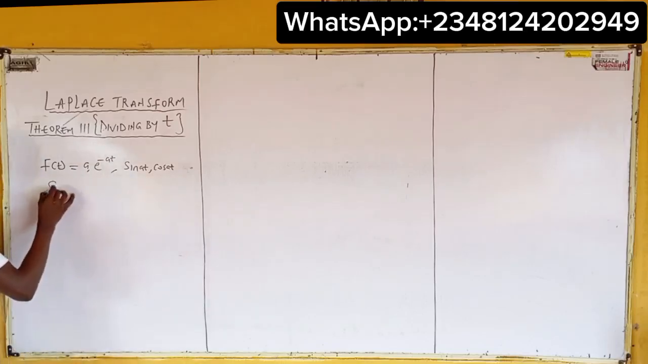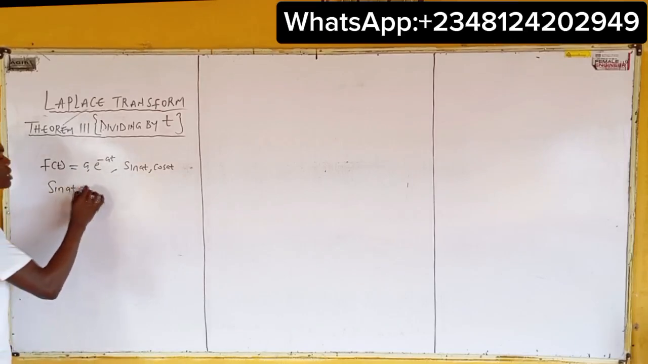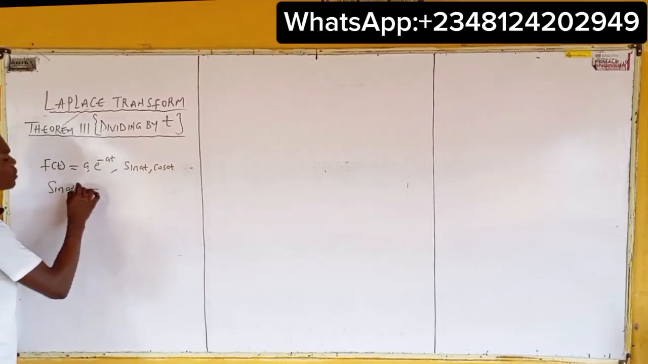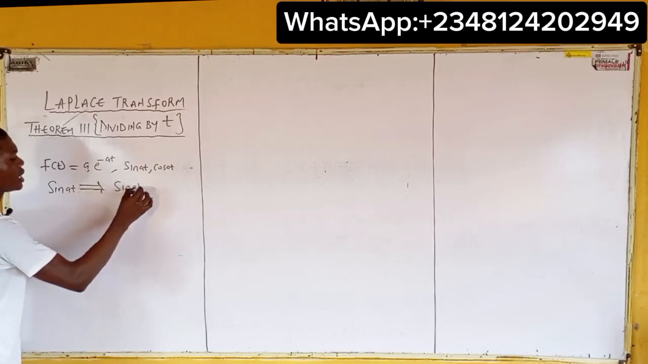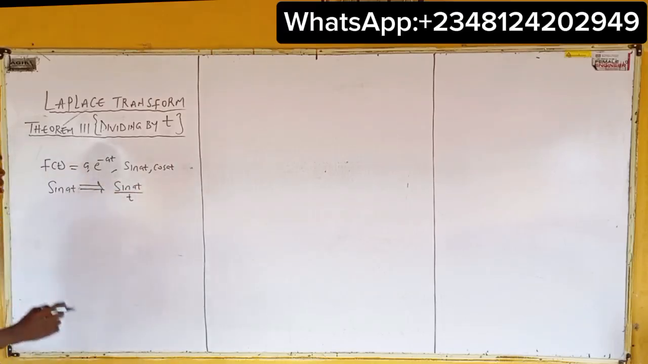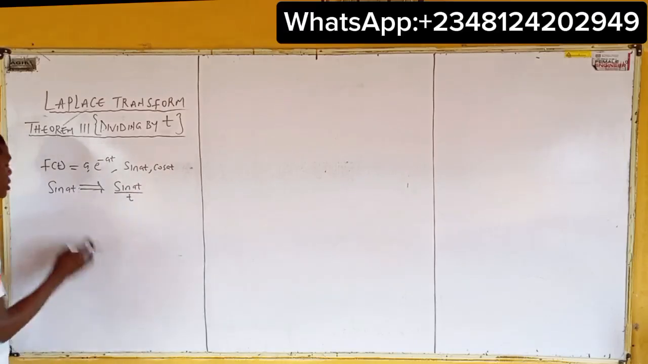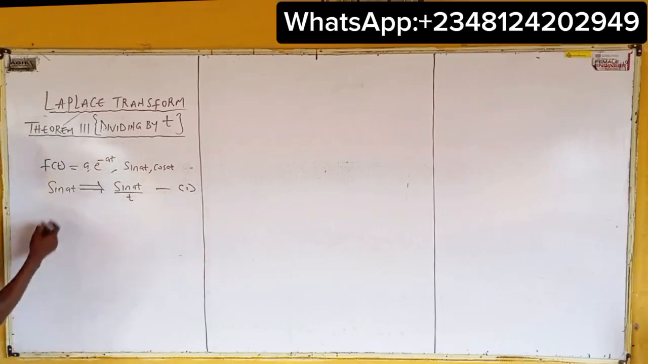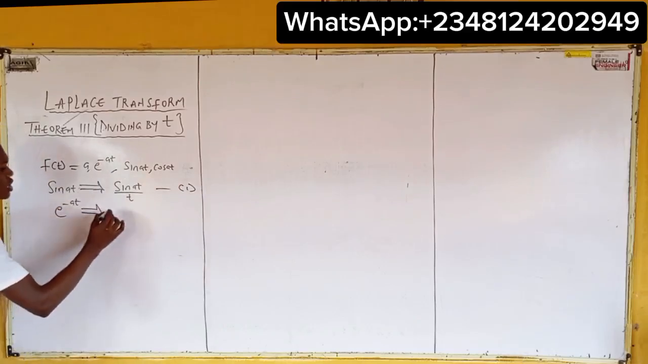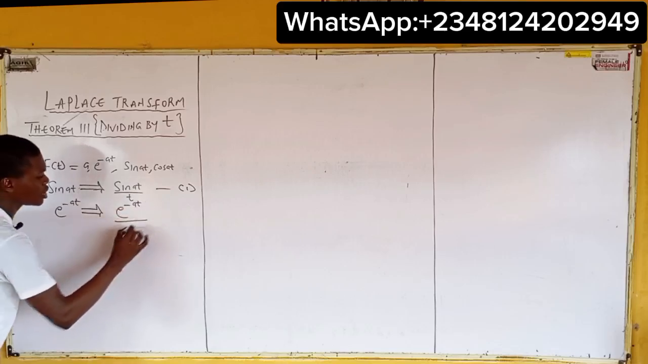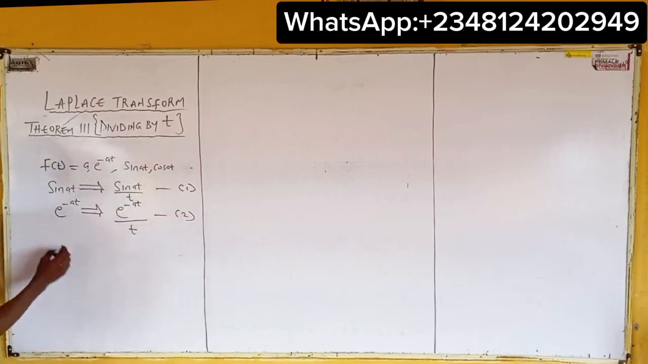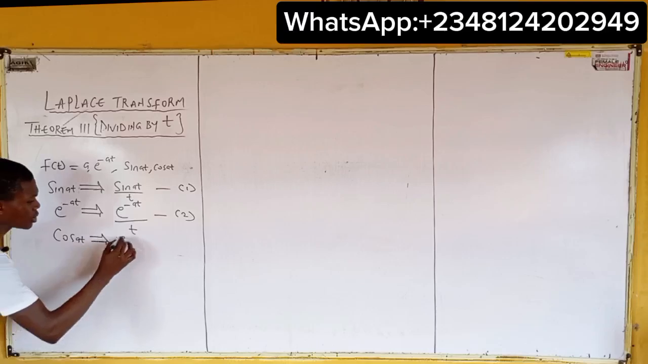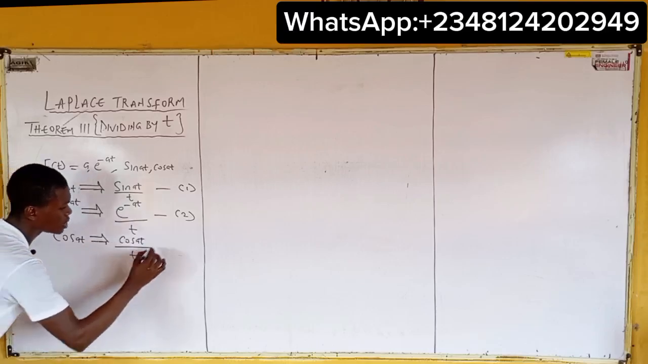Say you are given sine at, which implies sine at over t. How do you interpret this? Initially, what we are familiar with, say this is 1. Take another function. Say you have an exponential function, exponential negative at, which implies exponential negative at over t. Say 2. Moving on, let's take cos at, which implies cos at all divided by t. Say equation 3.